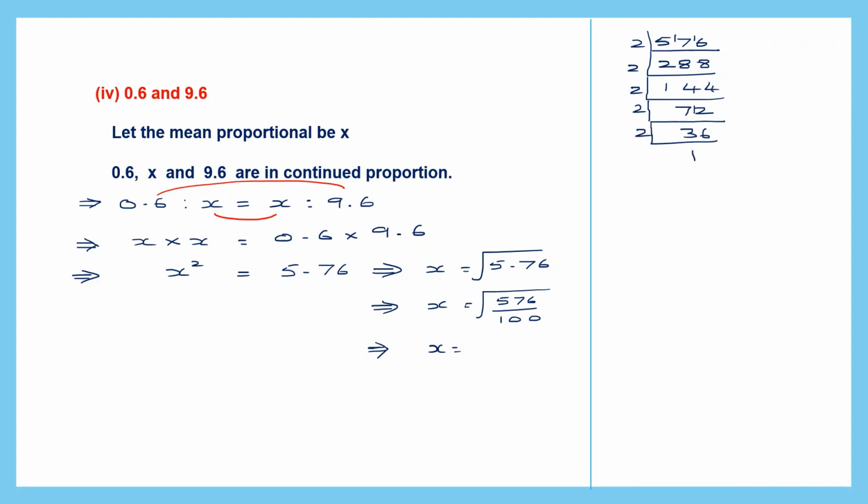Now we divide 36 by 2. 2 into 18 is 36. Now we divide 18 by 2. 2 9s are 18. Now we carry on with 3. 3 3s are 9 and 3 1s are 3. So now what are all the prime factors of 576?